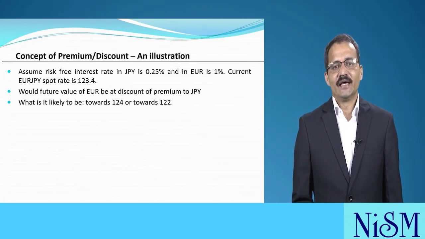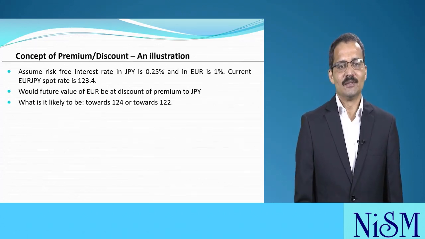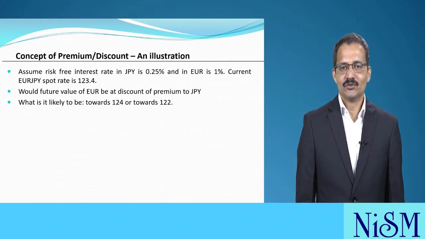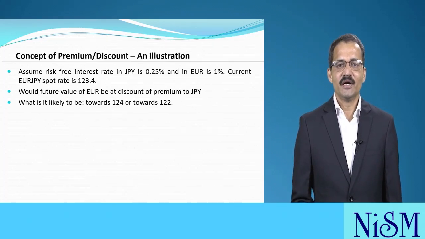Now we will have one example. Assume that the risk-free rate of JPY is 0.25% and Euro is 1%, and Euro JPY is trading at 123.40. What will be the future value of Euro? It will be whether at a discount or a premium. So the logic is that the Euro interest rate is 1%, JPY interest rate is 0.25%.